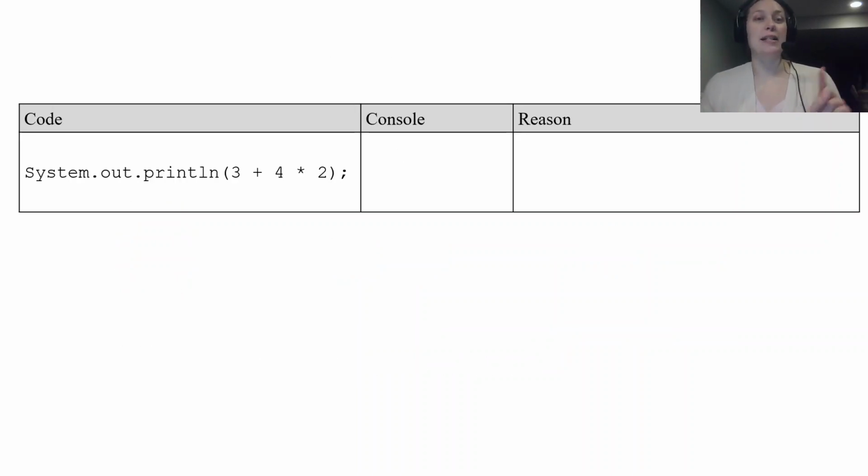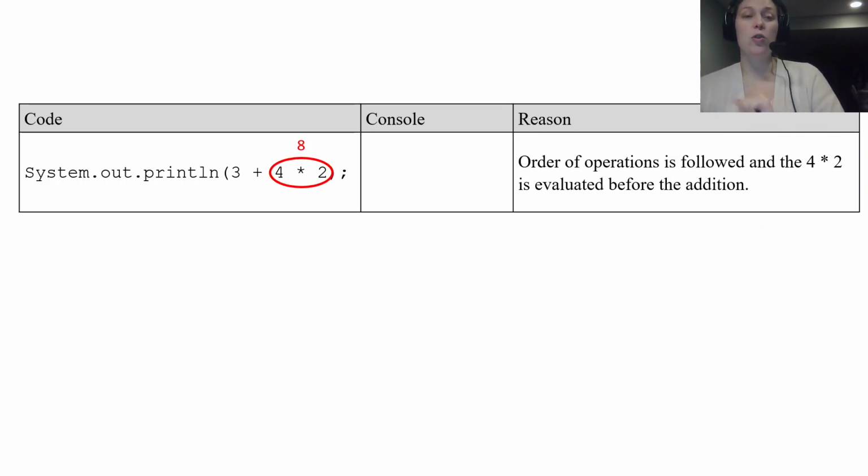Let's get into some basics here. For all of these next pieces of code, I just have a print line statement to print out the answer to each of these expressions. So here we have 3 plus 4 times 2. The two operations we have are the plus and the multiplication, and with order precedence, you know that the multiplication happens first. 4 times 2 is evaluated to be 8, and then the addition happens. 3 plus 8 is going to give you 11.